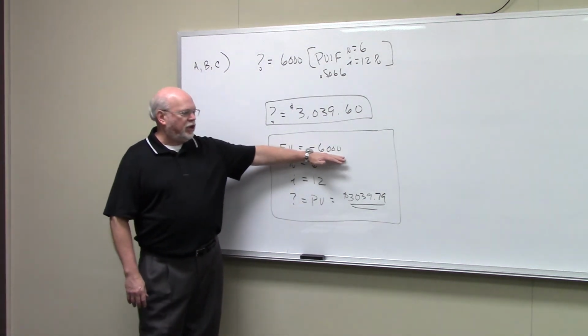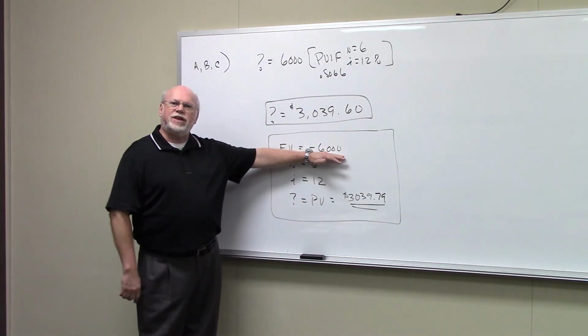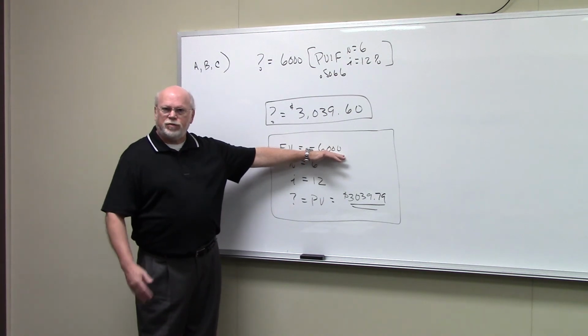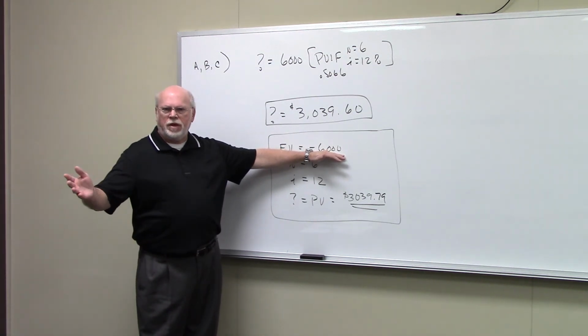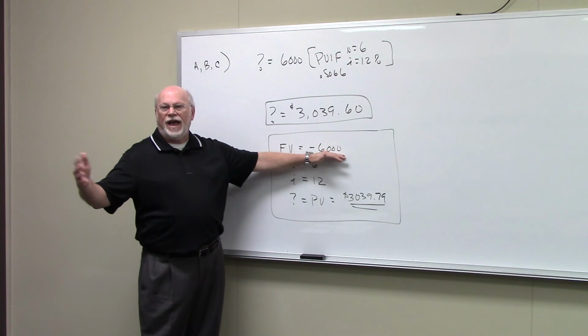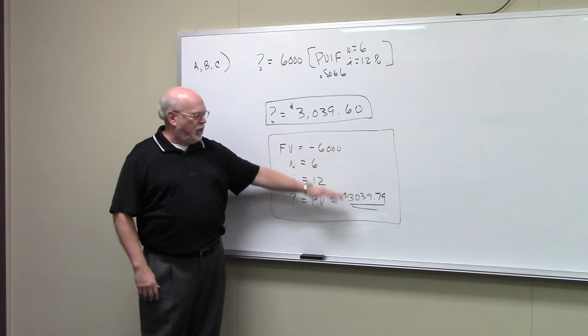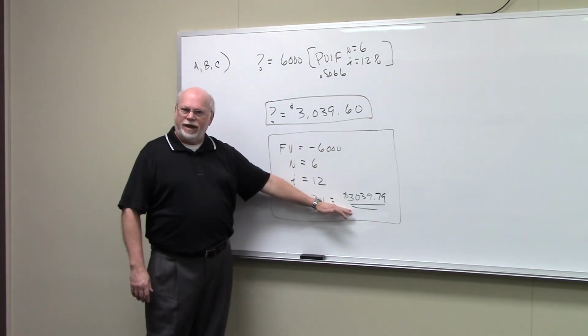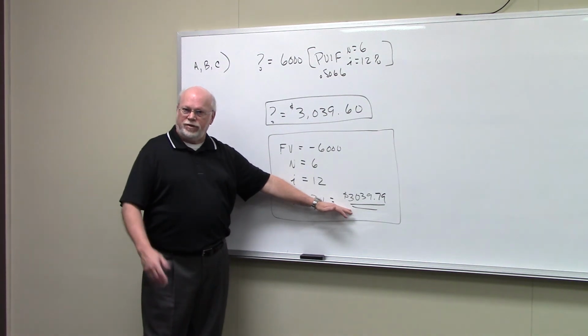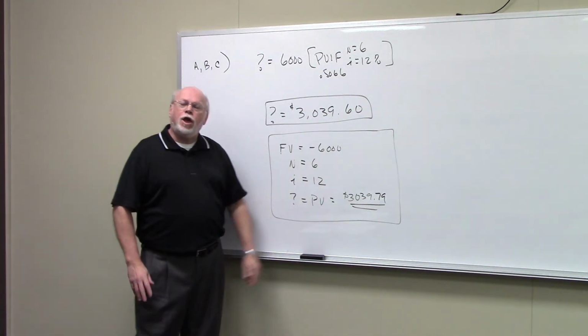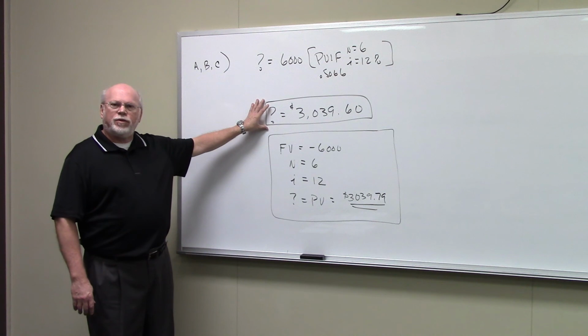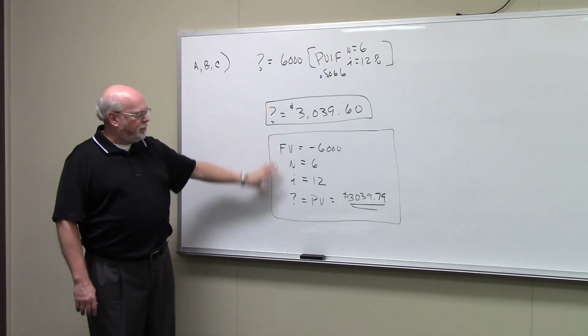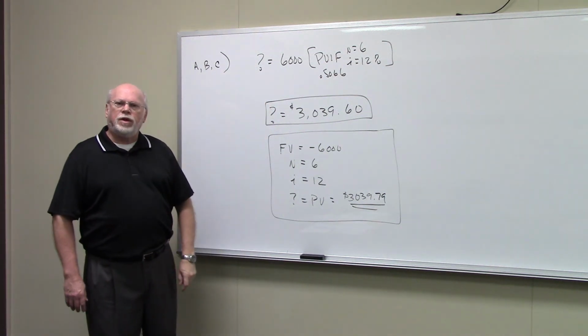In this case, we're wanting $6,000 5 years from now for some expenditure. That means $6,000 is going to be an outflow, a negative number. How much do you have to put in the bank today? That would be an inflow into the account. That's a positive number. But nonetheless, this is how you would solve the problem with your interest factor tables. This is how you would solve the problem on a calculator.